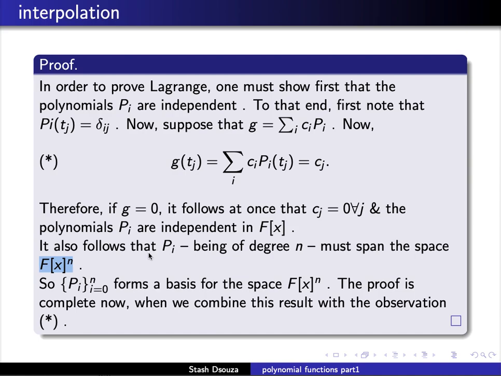So now we complete the proof when we combine this result with the observation star. We now have the result that f itself is given as a linear combination of the p_i's, with the particular coefficients being f of t_j equal to c_j.